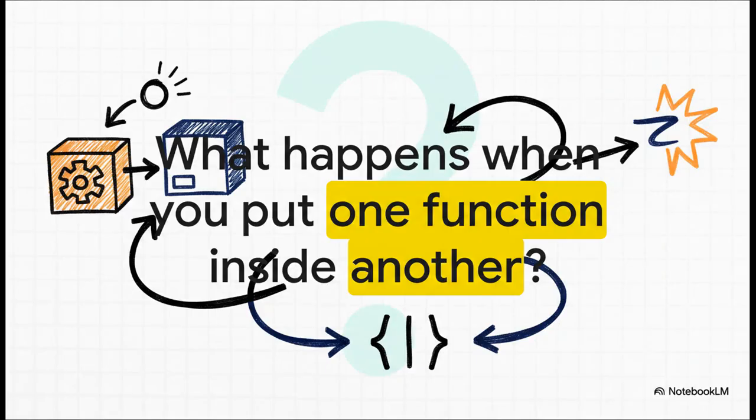So let's start with that big question right there. We know a function takes an input and transforms it. But what happens when that output doesn't just stop? What if it immediately becomes the starting point for a second function? That's the puzzle we're going to solve today.